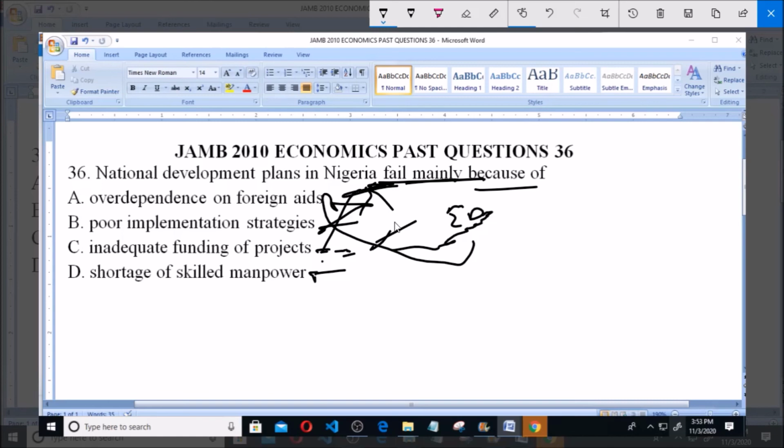So, from our factors we have talked about, option B is the correct answer, which says poor implementation strategies.